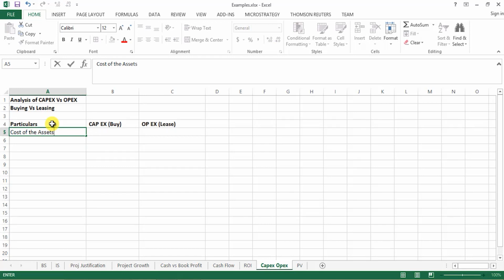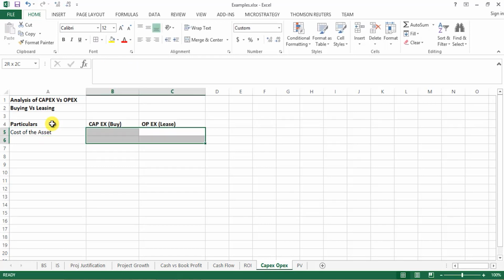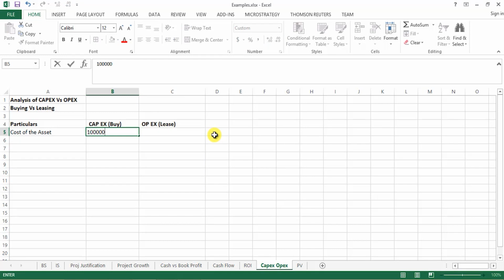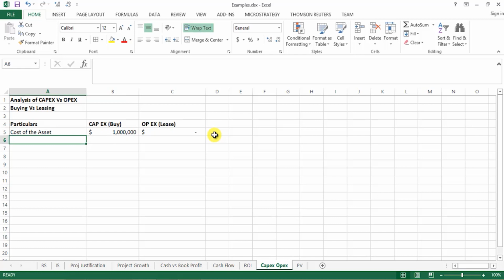The cost of the asset is $1 million. We'll continue with the same example which we had just used for the theory part, which will enable easy understanding. $1 million for the machinery. The cost of the asset for an opex is going to be $0, because you're not buying the machinery, you're just going to lease it. Now, the cost of transporting the asset is supposedly another $10,000. It's a heavy machinery, to be brought from the factory to the site.